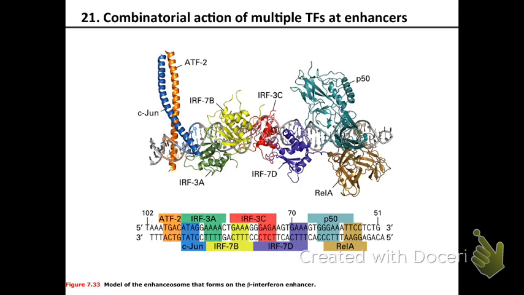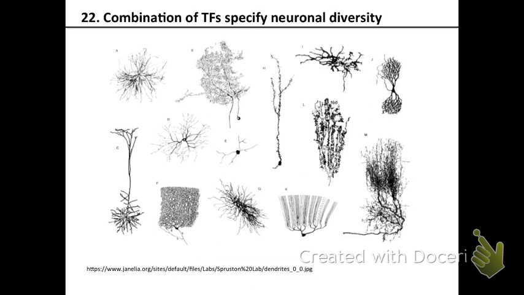Okay, good. A very nice example of combinatorial transcription regulation is seen in neuroscience. In neuroscience, there are many different types of neuronal cells, and you can tell each of these types because their structure and function are different, right? If you look at this nerve cell, it doesn't look similar to this one, and that one is very different from this one, etc., right?